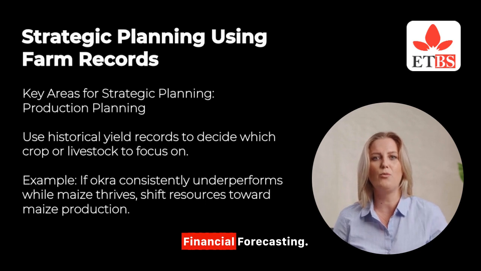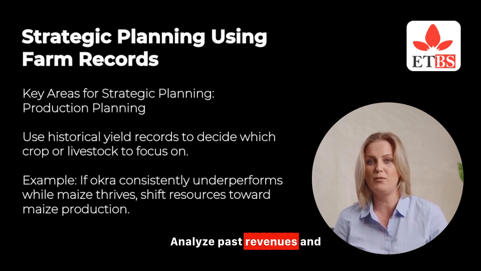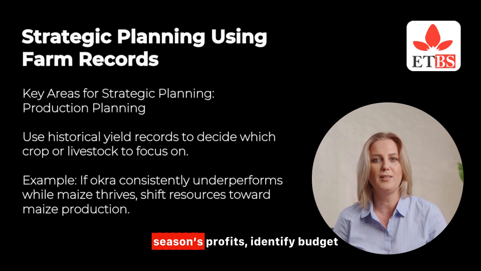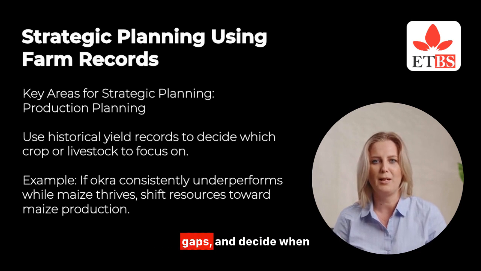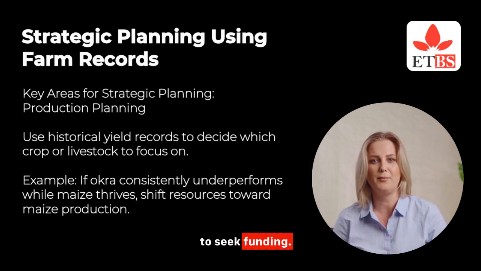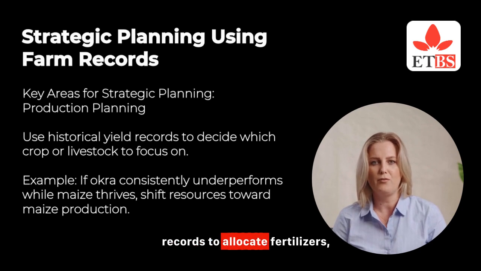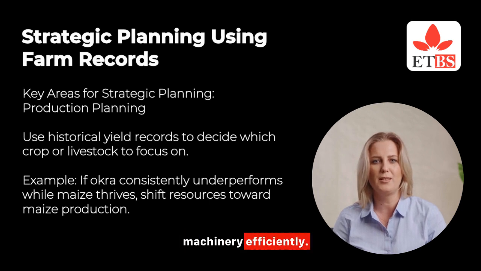2. Financial forecasting. Analyze past revenues and expenses to predict next season's profits, identify budget gaps, and decide when to seek funding. 3. Resource allocation. Use inventory and labor records to allocate fertilizers, pesticides, labor hours, and machinery efficiently. 4. Market strategy. Sales records help identify peak market periods. Strategic planning uses this to time planting for higher price windows.